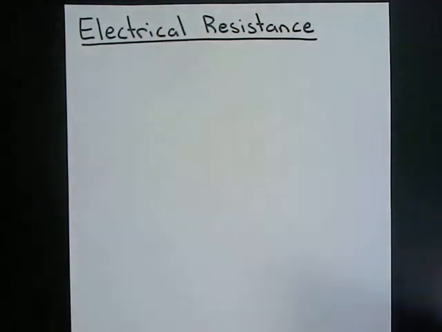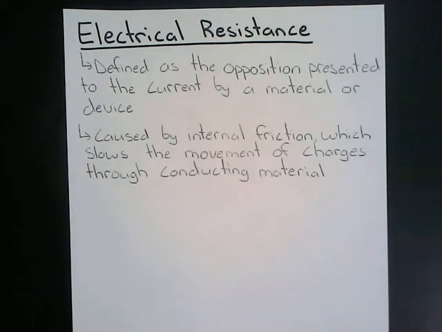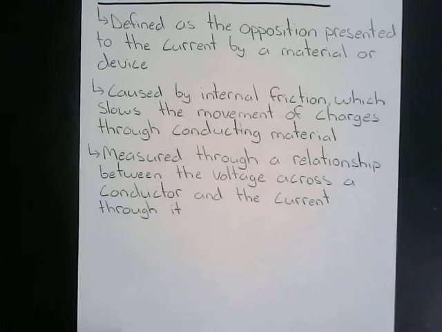Electrical resistance is defined as the opposition presented to the current by a material or a device. This can be caused by internal friction, which slows the movement of charges through a conducting material. Resistance can be measured through a relationship between the voltage across a conductor and the current running through it. It is measured in this way because internal friction is difficult to directly measure.